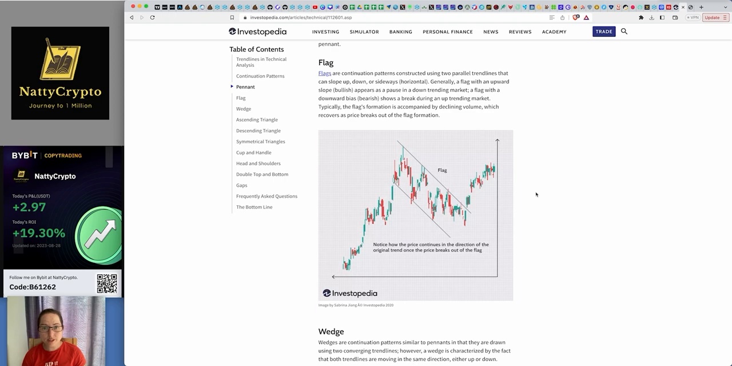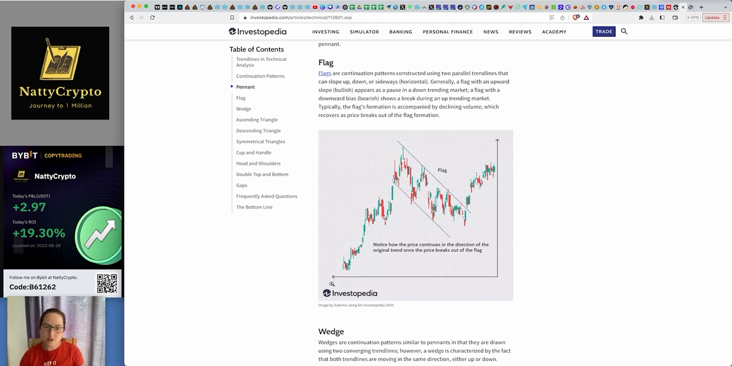Here are your flags, or continuation patterns, constructed using two parallel trend lines that can slope up, down, or sideways, horizontal. Generally, a flag with an upward slope, bullish, appears as a pause in a downtrending market. A flag with a downward bias, bearish, shows a break during an uptrending market. Typically, the flag's formation is accompanied by a declining volume, which recovers as price breaks out of the flag formation.